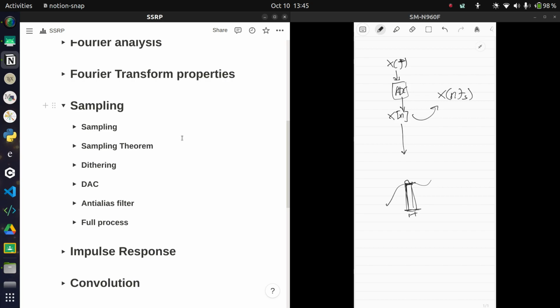And the third one is the most messed up way to do it, that's how I'm going to describe it. What we basically do is at every n Ts you create a spike, with area equal to Ts times x[n]. It's a Dirac delta function, and you create a bunch of these Dirac delta functions. So essentially what you're doing is you're multiplying x of t.